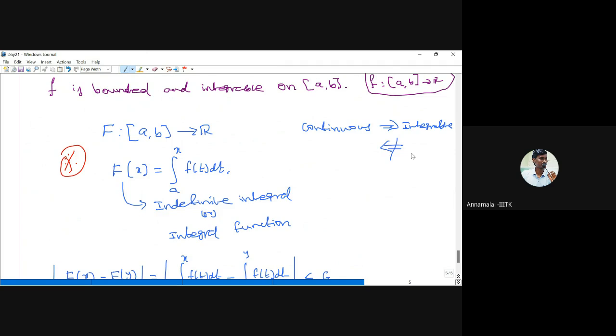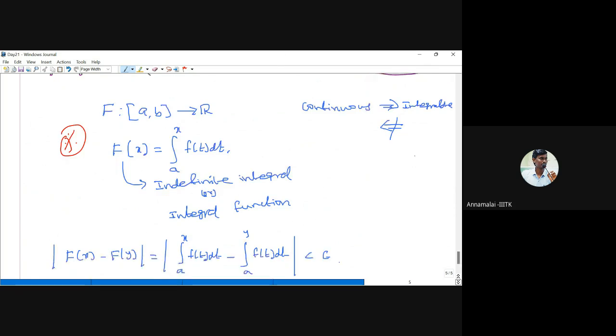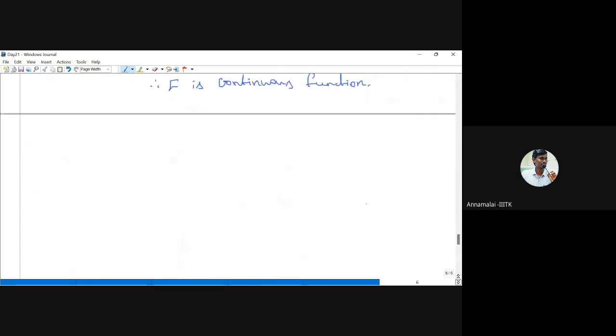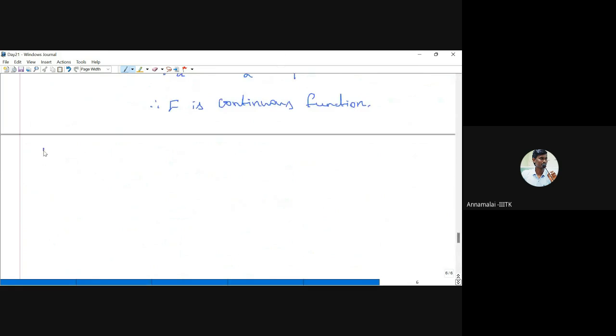Suppose the small f is continuous, then capital F is differentiable. And what is the derivative of capital F? It is nothing but small f. Therefore, F dash of x is nothing but f of x.